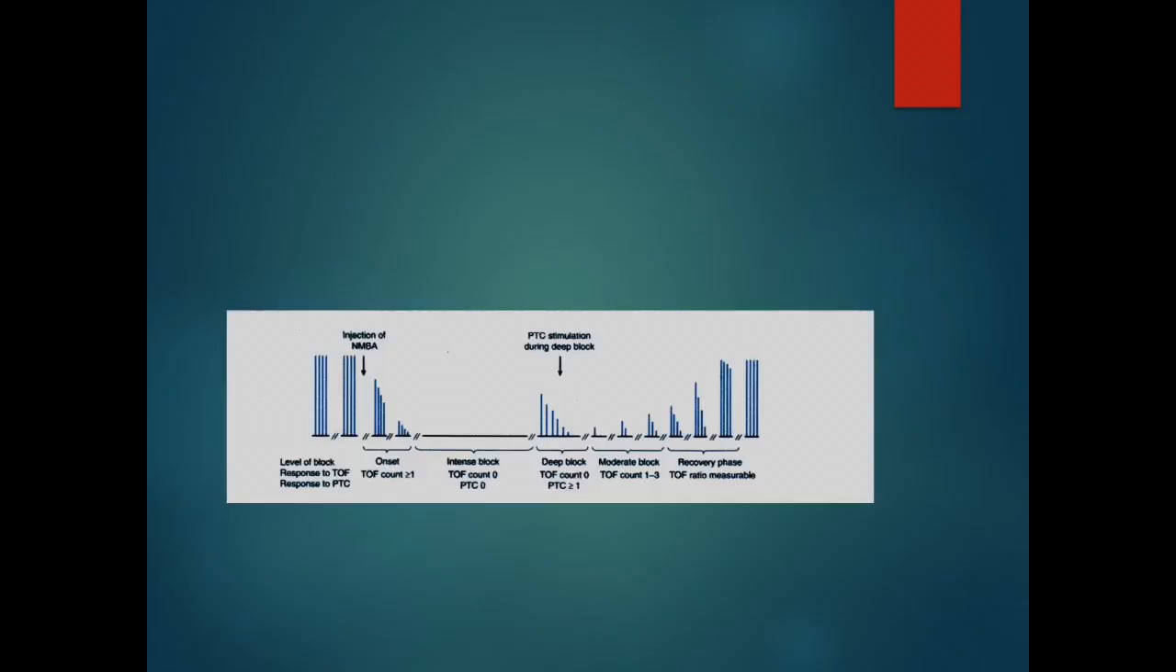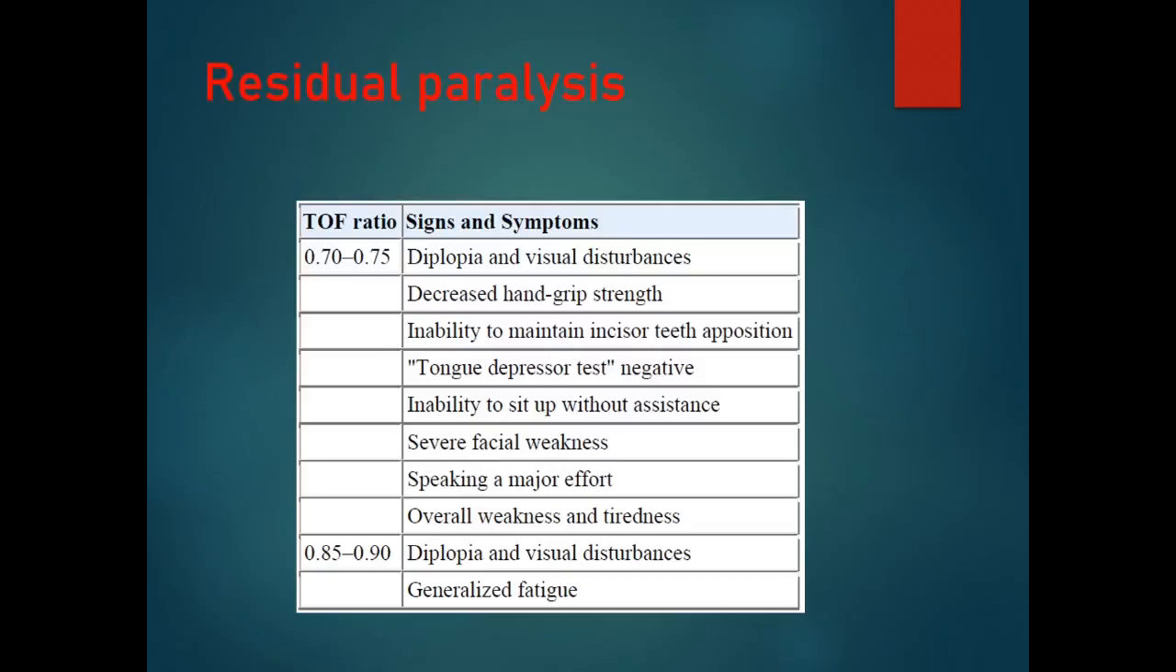There is a repetition of your depolarizing and non-depolarizing agents. Now, what are the effects of residual paralysis? I'm going to compare the train of four ratio along with the signs and symptoms. When the train of four ratio is around 0.7 to 0.75, the signs and symptoms observed are diplopia and visual disturbances, decreased hand grip strength, inability to maintain incisor teeth opposition. The tongue depressor test is usually found to be negative.